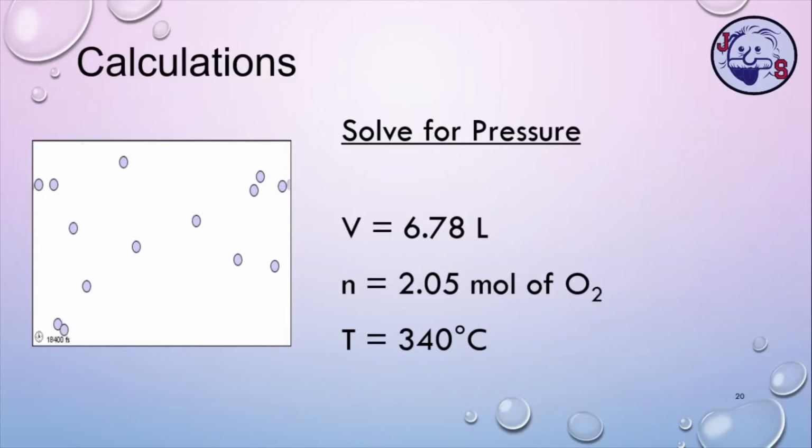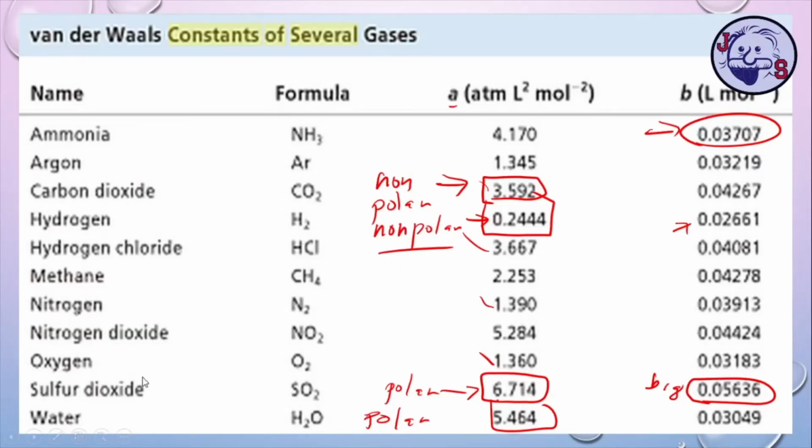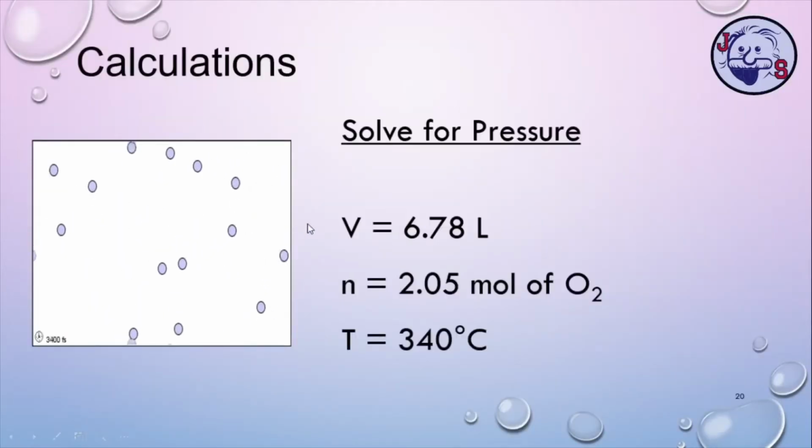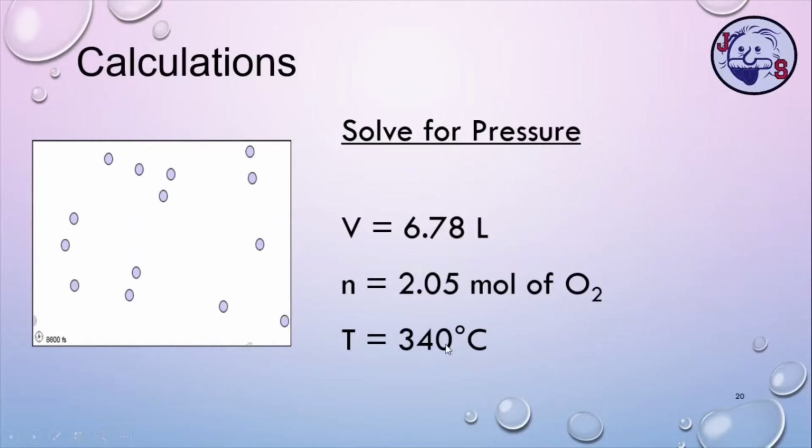Now, I have a volume of 6.78 liters, and the number of moles is 2.05 mole of oxygen. If we take a look at oxygen in this table, it is a nonpolar molecule, and it has a very small particle size. The temperature is 340 degrees Celsius plus 273, that will be around 600 plus Kelvin.